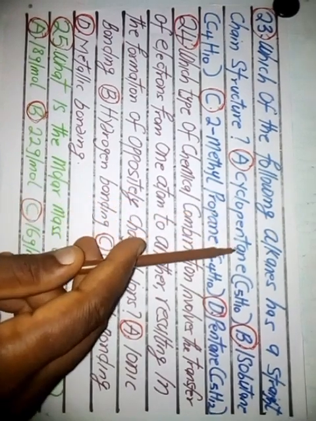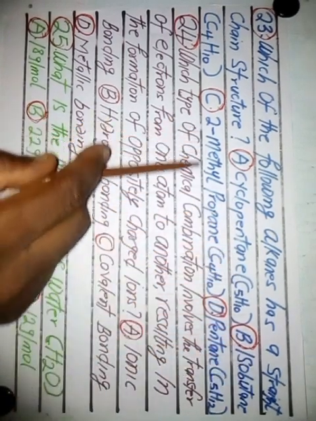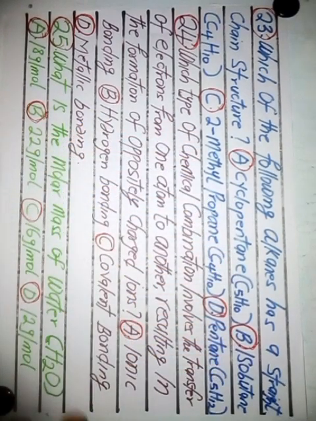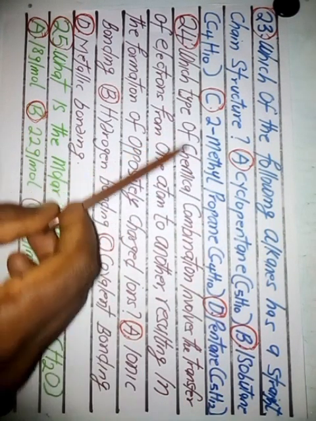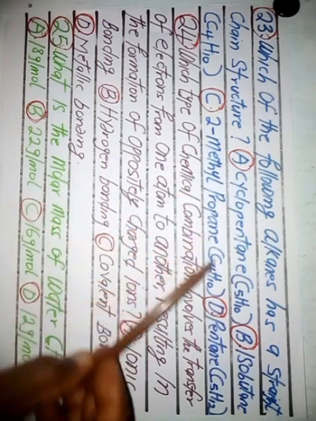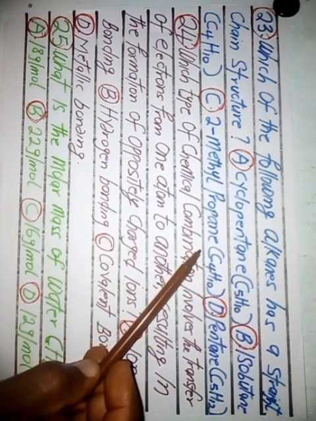Which of the following alkanes has a straight chain structure: cyclopentane, isopentane, 2-methylpropane, pentane? For this question, I don't need to draw the structure, but from the name you can know cyclo is not straight. Iso is not straight. Iso has a branch chain at the middle. Then 2-methylpropane, there is a methyl group at the middle.